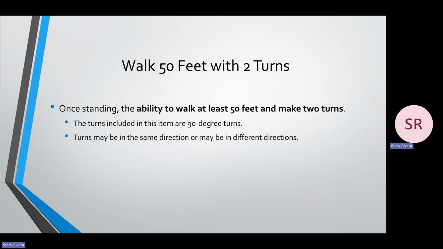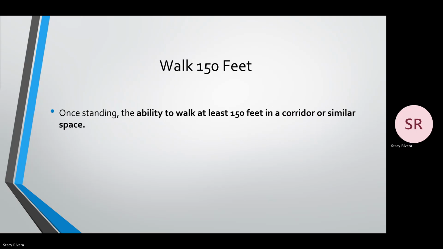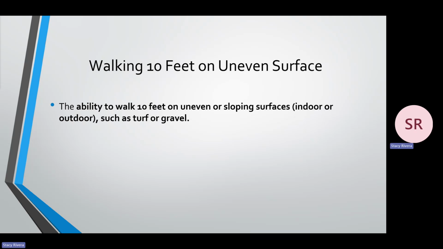Walking 50 feet with 2 turns is once standing, the ability to walk at least 50 feet and make 2 turns. The turns included in this item are 90-degree turns. They can be in the same direction or opposite direction. So you can make 2 left turns, or a left turn and a right turn, but it has to be 2 separate 90-degree turns. Walking 150 feet, once standing, is the ability to walk at least 150 feet in a corridor or similar space. Walking 10 feet on an uneven surface is the ability to walk 10 feet on an uneven or sloping surface, indoor or outdoor, such as turf or gravel.